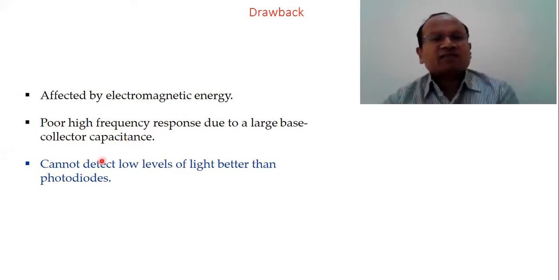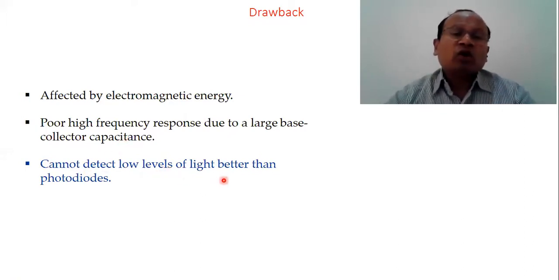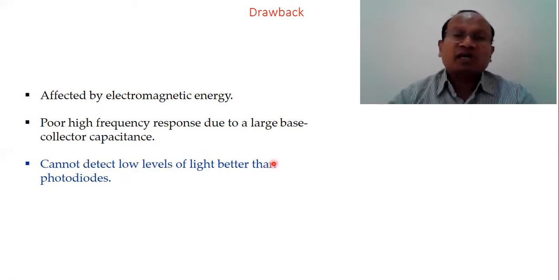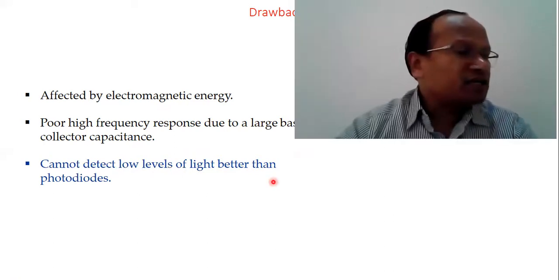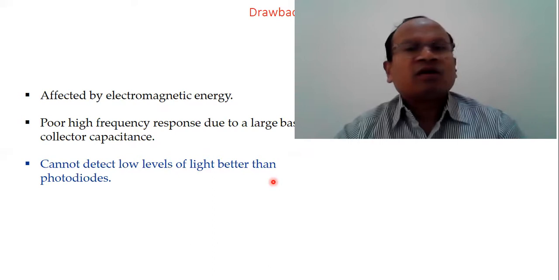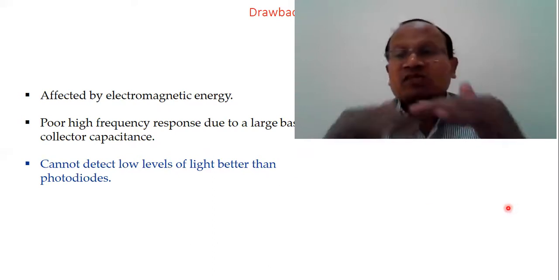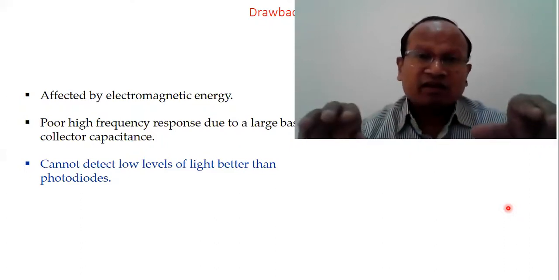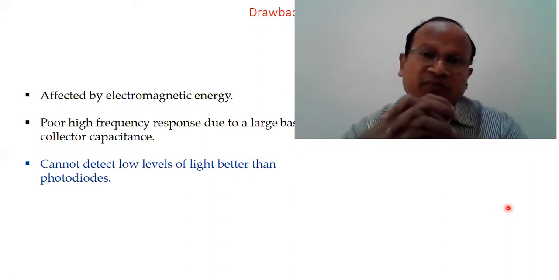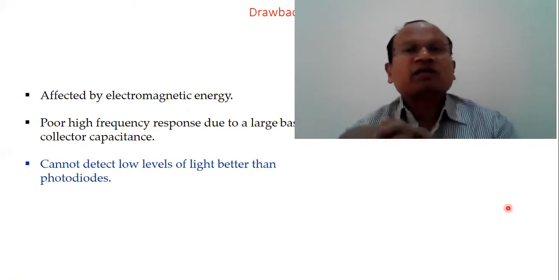And the third factor is that it cannot detect low levels of light better than photodiodes. It means in a photodiode, sometimes even if the light intensity is not very high, it can be detected. But in a phototransistor, the light intensity must be at some sufficient level, otherwise it won't detect, and the collector current will not flow.